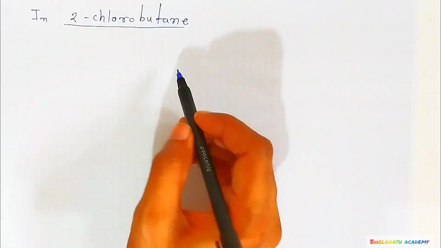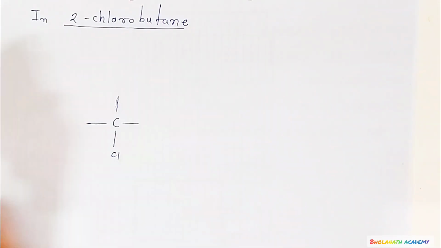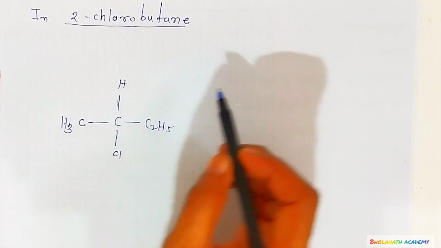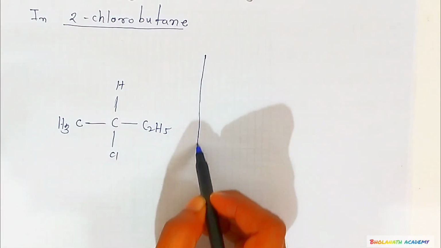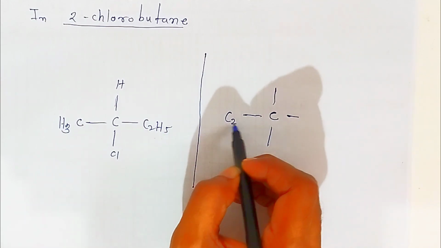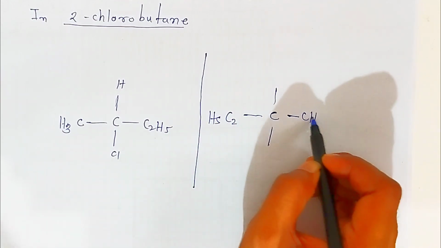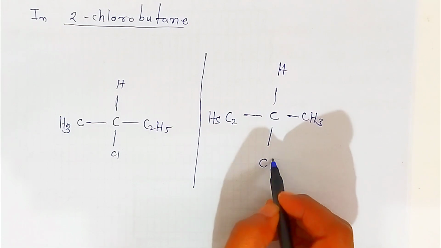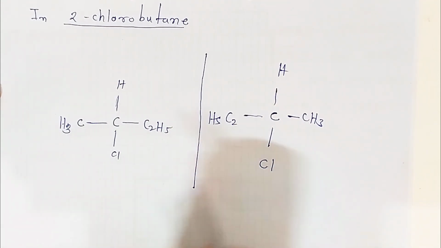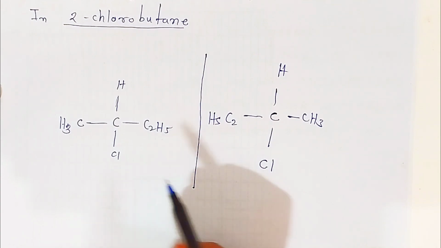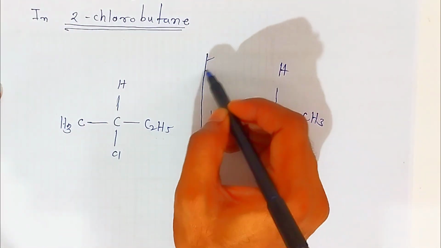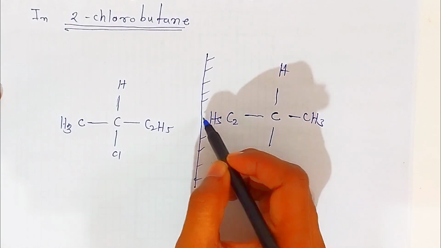In 2-chlorobutane, students, you can also write this. This is the structure of 2-chlorobutane. Now if you keep a mirror here, you will find the methyl group will come on this side. This is CH3 and hydrogen and chlorine remain as they are. Understanding, students? They are non-superimposable mirror images of each other. So 2-chlorobutane, being a chiral molecule, has non-superimposable mirror images of each other.